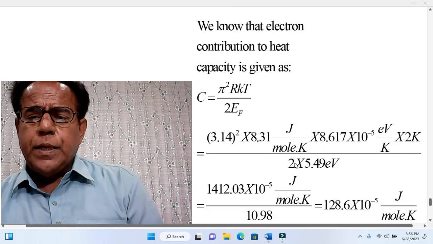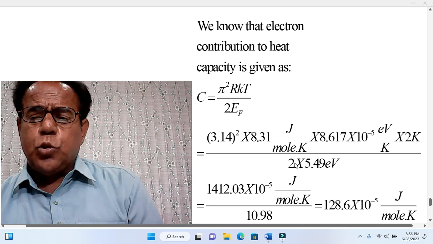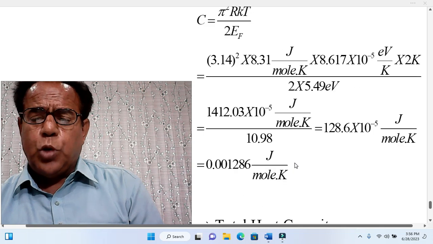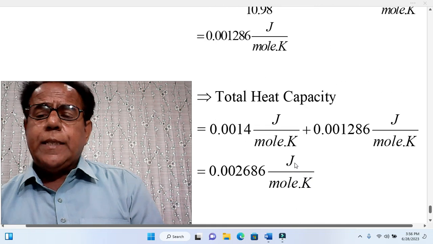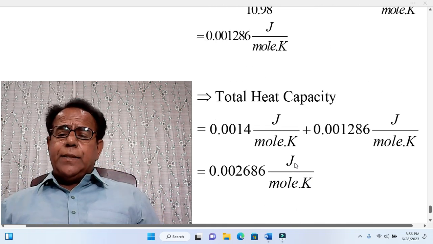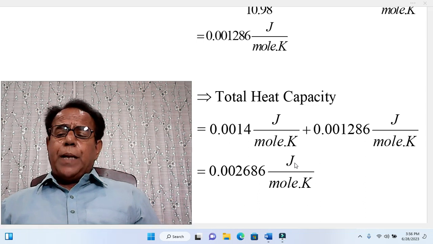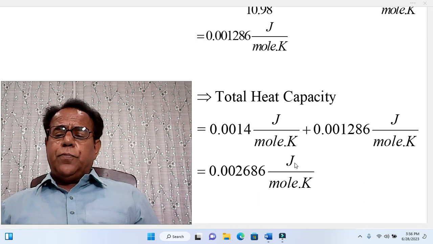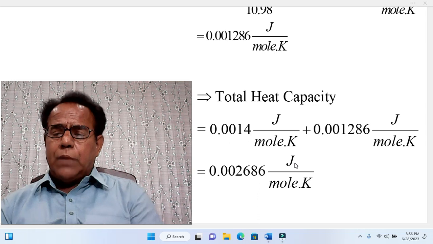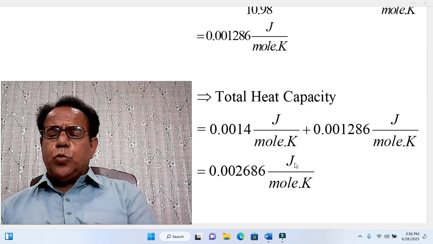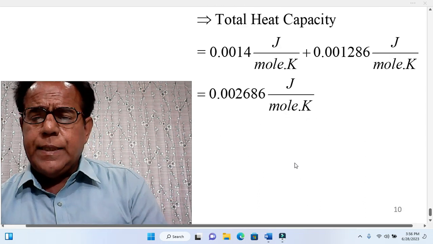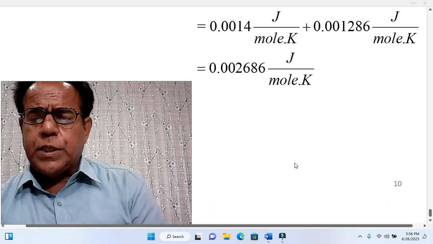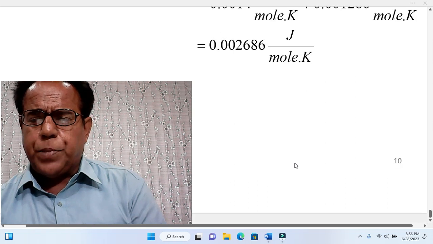So the electron contribution to heat capacity becomes equal to 0.001286 joule per mole Kelvin. This implies that total heat capacity is equal to the previous plus this: 0.0014 joule per mole Kelvin plus 0.001285 joule per mole Kelvin, and hence total heat capacity becomes equal to 0.002686 joule per mole Kelvin.